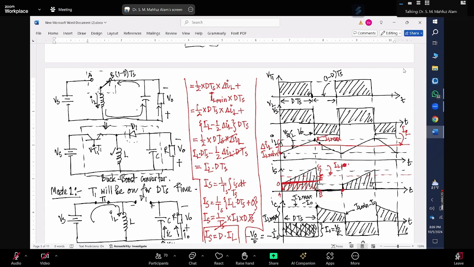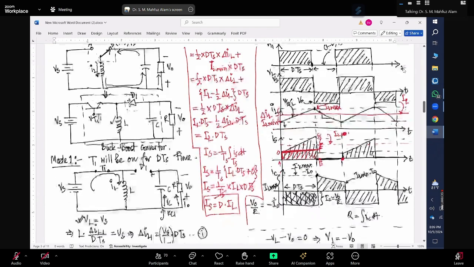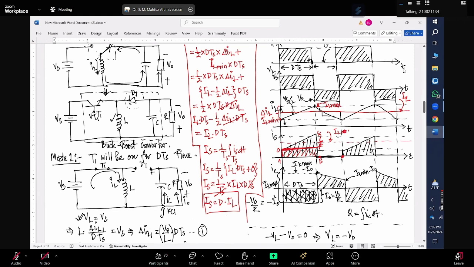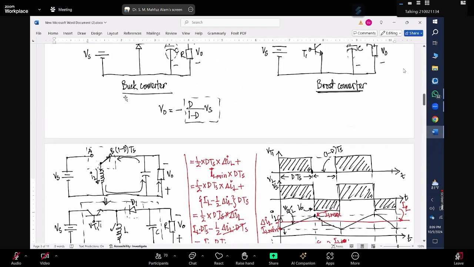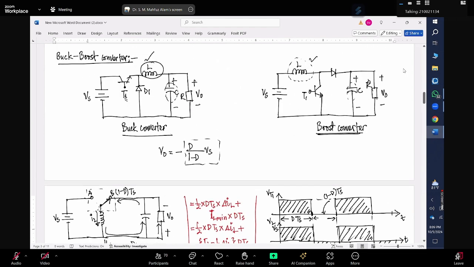So is there any question regarding this buck boost converter? Sir, I have a question. Yeah, sure. Sir, for the equation of del IL, in the buck converter, we choose equation 2. The inductor current is ramping down. For the boost converter, we have chosen equation 1. And for this buck boost converter, we have chosen equation 1. For the buck converter, we chose equation 2 because the inductor was on the load side. For the boost converter, the inductor was on the source side.